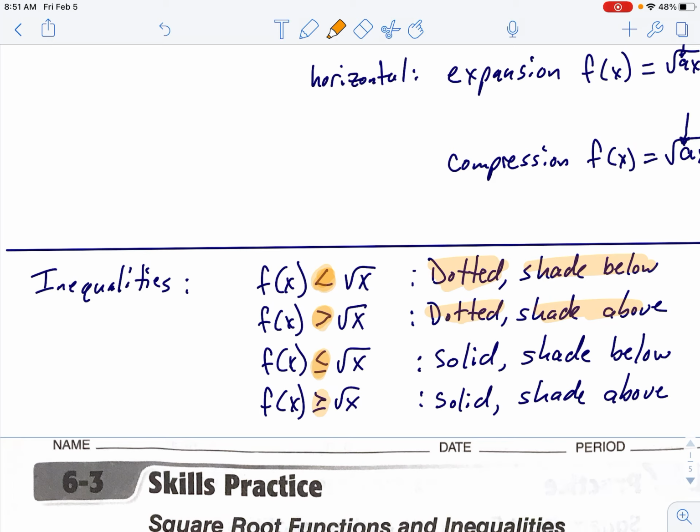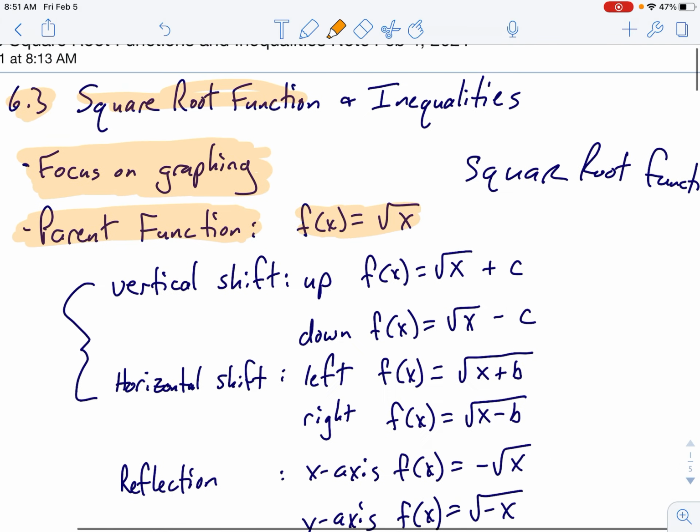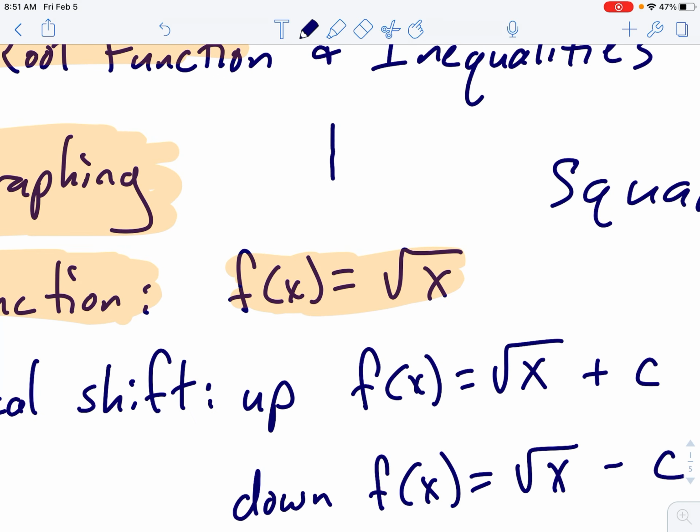When you have less than or equal to, you draw a solid line, but still shade below because of the less than part. So the equal to represents the idea of a solid line. Greater than or equal to, again, solid, shade above. So that's everything you need to know, except for the shape of the parent function itself. So I'm going to do a little xy axis right here. The overall shape of the square root function, it starts at the origin and it arcs off to the right. It does not go to the left, it merely goes to the right.